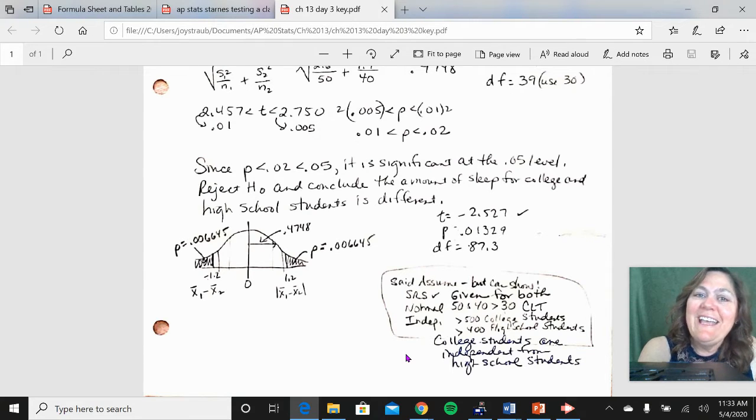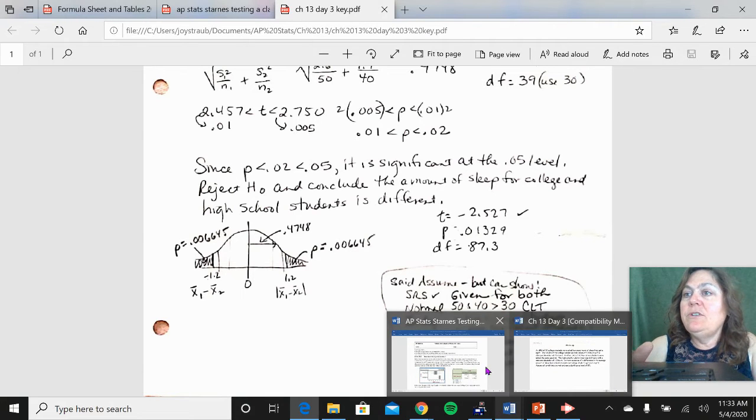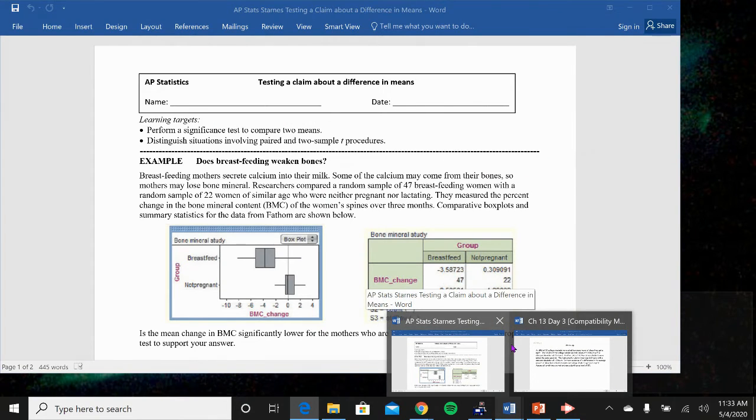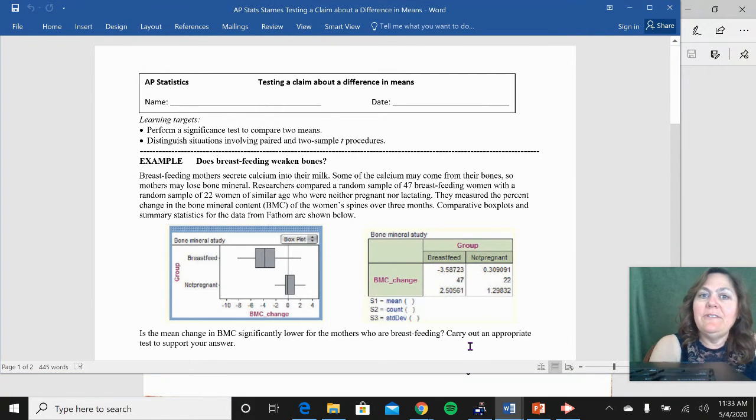We do realize there are some students in high school that are taking college courses, but they would have to declare either or for this situation. All right, we're going to go now to the worksheet that I asked you to have ready.